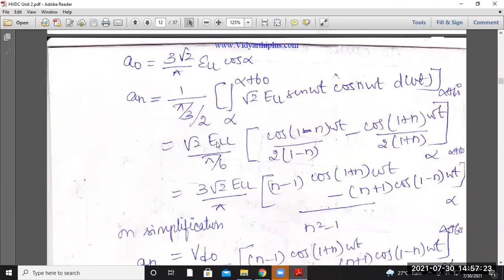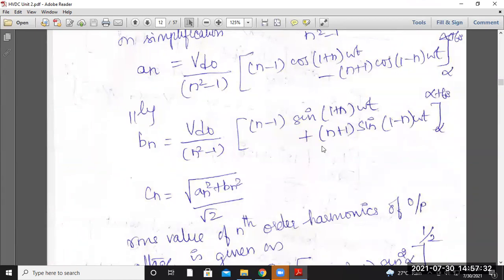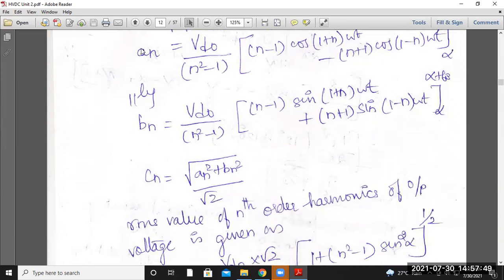Now from this equation you will get root 2 EL upon pi by 6. Solving this equation and on some simplification, the value of an is given as Vd0 upon n square minus 1, within the bracket (n minus 1) cos (1 plus n) omega t minus (n plus 1) cos (1 minus n) omega t, and the range varies from alpha to alpha plus 60 degree. Similarly, bn can be found out as Vd0 upon n square minus 1, (n minus 1) sin (1 plus n) omega t plus (n plus 1) sin (1 minus n) omega t, and the range varies from alpha to alpha plus 60 degree.